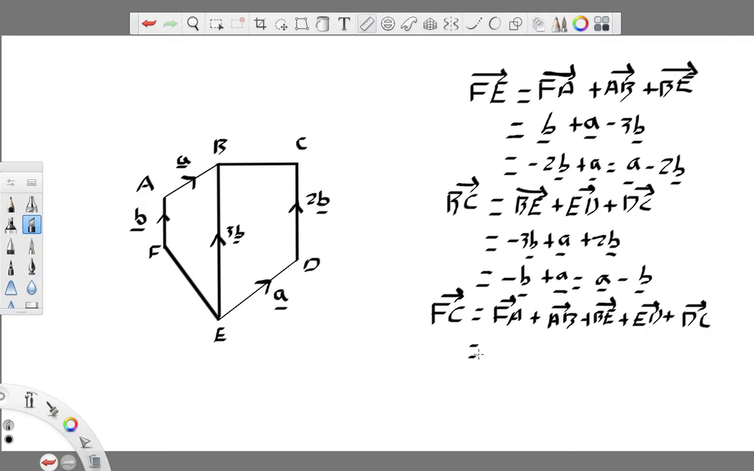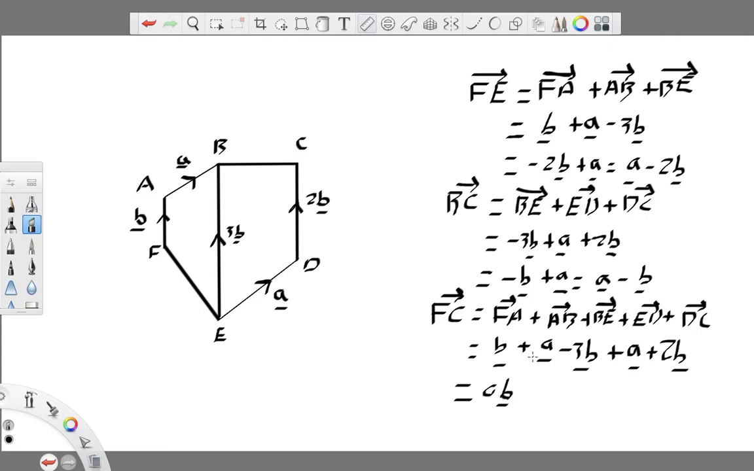So F to A, well that's B, plus A to B, that's A, B to E, that's minus 3B, which we've talked about. E to D, that's A, and then D to C, that's 2B. So again, tidying this up, we've got B minus 3B plus 2B. Well, B minus 3B is minus 2B, and then plus 2B, well that's 0B. So I'll just write 0B.